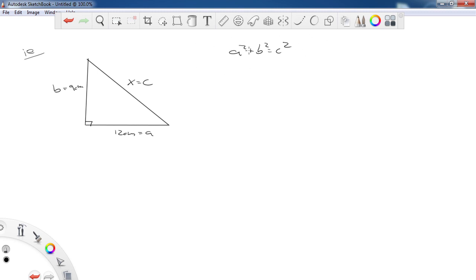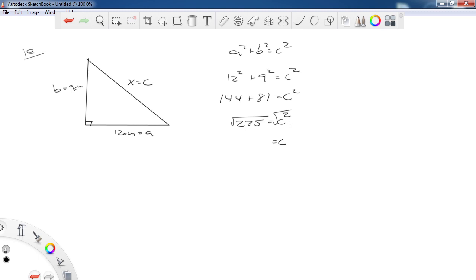So here we're just going to fill into our equation. A is 12 squared plus b squared is 9 squared plus c squared. Again, you can probably solve some of this in your head. 144 plus 9 squared is 81, and that equals c squared. So 144 plus 81 gives us 225, which is equal to c squared. And again, don't lose your squares. Okay, so this here is c squared, not c. This is c. So we want to take the square root of this and the square root of that.